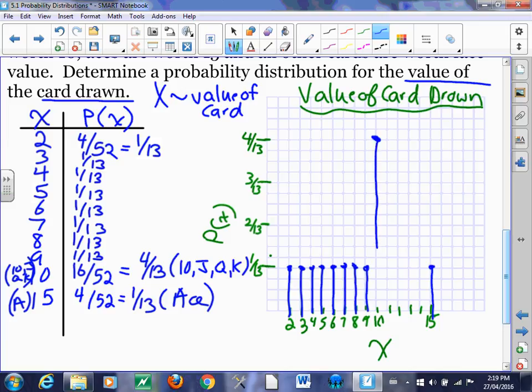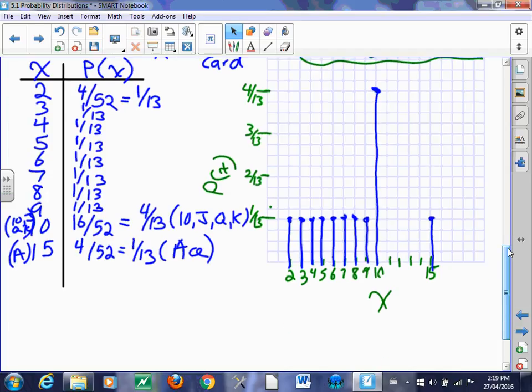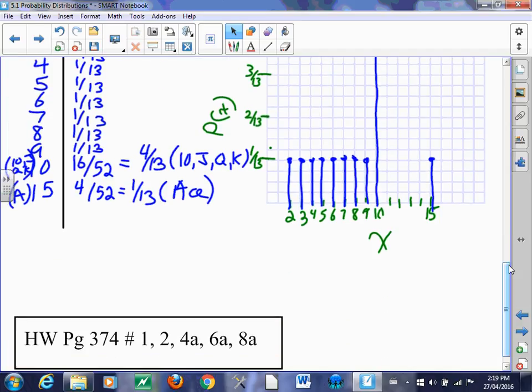over 13. So again, folks, your relative frequency diagram is usually as decimals, but in this case, you could use fractions, okay? And rarely do you see it as a percent, but I usually use decimals. All right, so here's a new introduction of looking at probability distributions, and we're showing all possible outcomes based on probabilities. So here's your homework, folks, page 374, numbers 1, 2, 4A, 6A, and 8A.